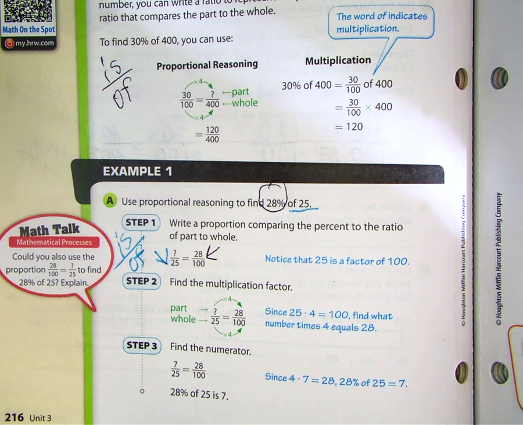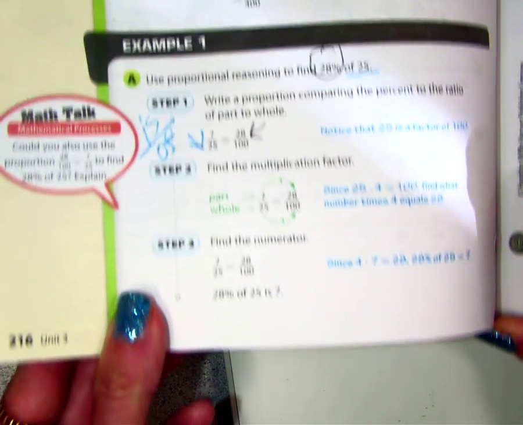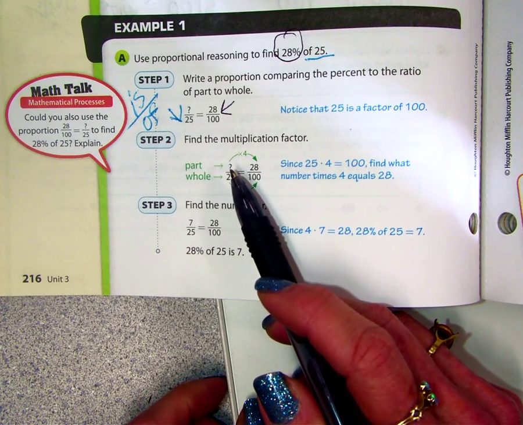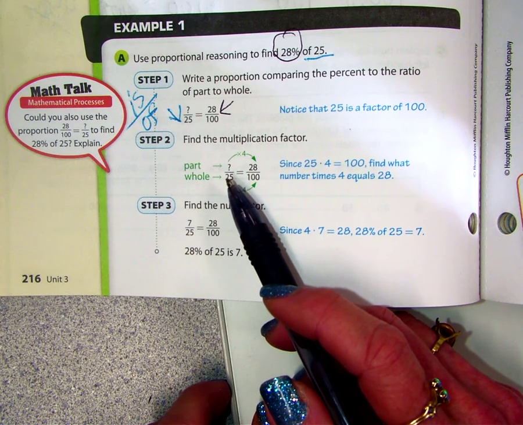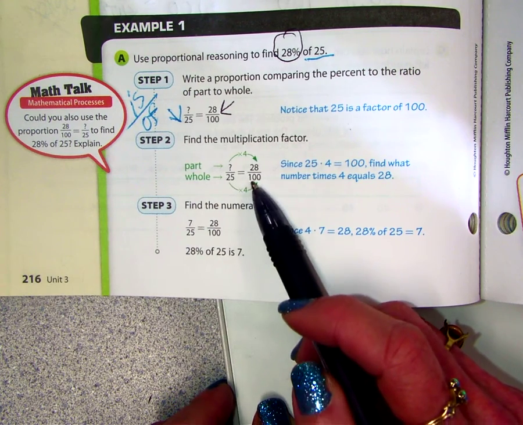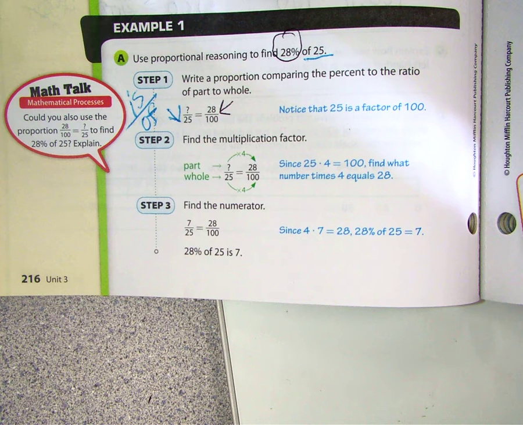Questions so far? And 25 times what gives you 100? 4. And so 4 times something, 4 is not your numerator, but 4 times something will give you 28. And remember, in the back of your handbook, there's that times table that goes up to 20.